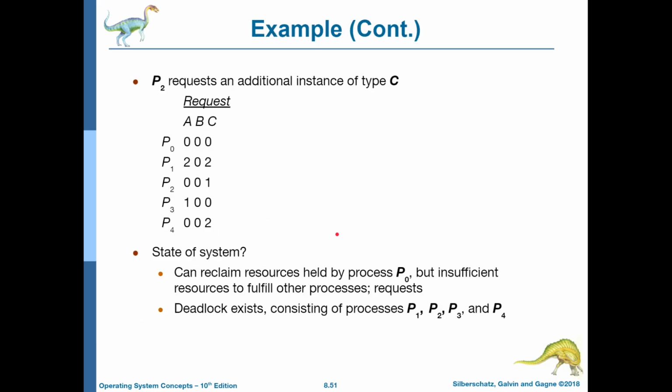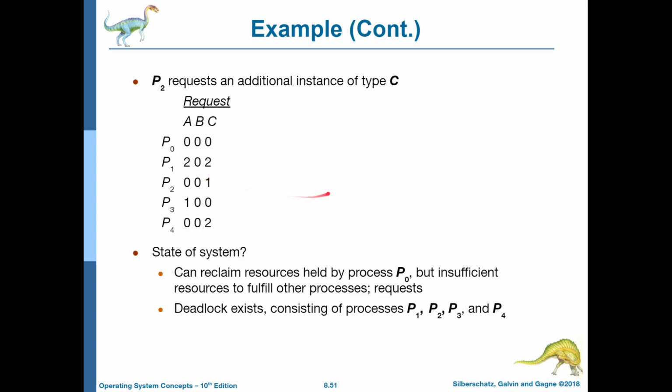So here we have a request that's made for process 2. It is requesting an additional instance of type C. So now we have a request where there are clearly no resources available, which means process 2 will block. Process 2 is asking for C. So is this system in a deadlock when this request is waiting?